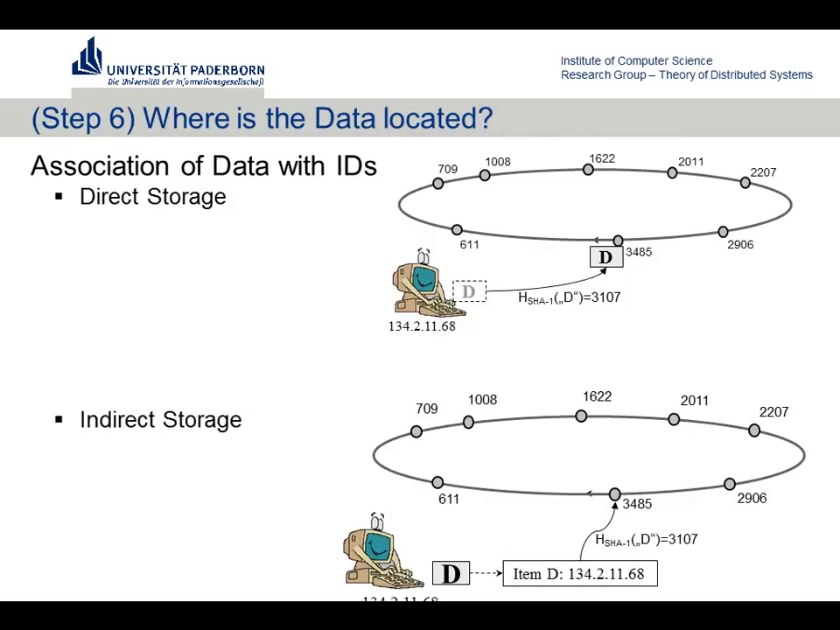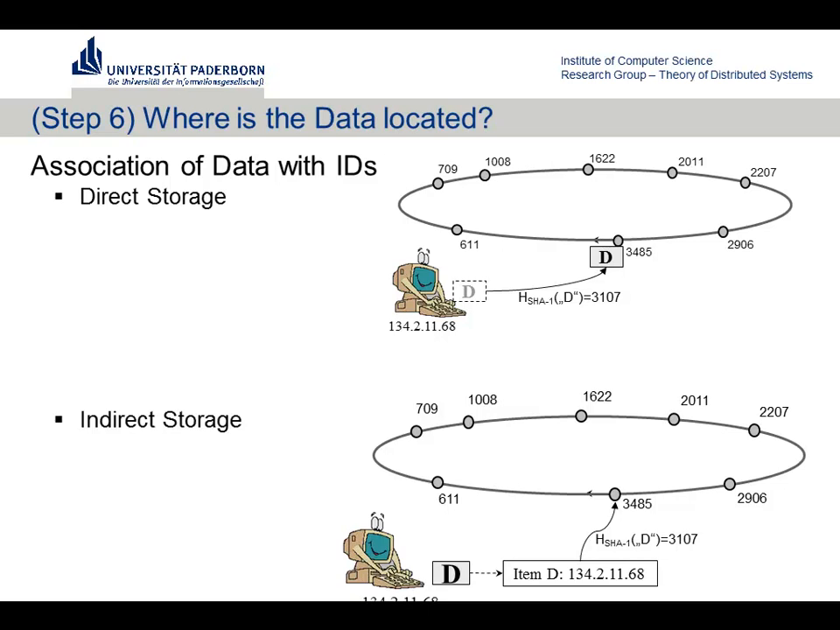There are also two approaches how to really store the data. First of all, direct storage or indirect storage. So either you could store your data directly at the node. So if you want to store, for example, a profile picture, and you have an ID for it, then you could look up the node who's responsible for that profile picture ID, and then you could upload your data to it, and everybody else who's looking for it can download it from that node. So this would be the direct storage.